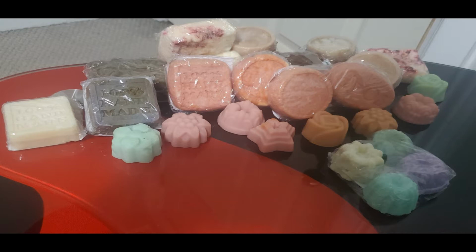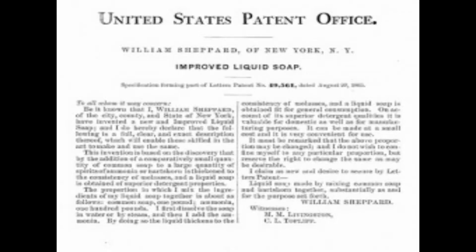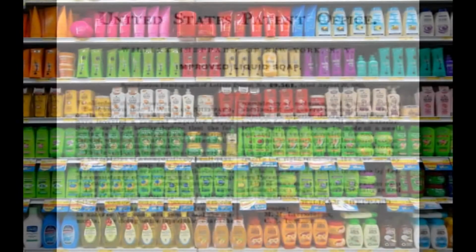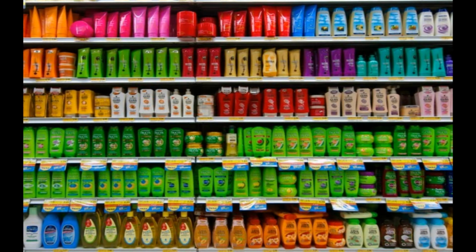Today we are going to be creating solid soap. Solid soap has been around a long time. And it wasn't until recently, in 1865, that a man named William Shepard patented and created liquid soap. At the time, you can believe this was a really big deal, but ultimately, this led to all the shampoos, conditioners, and body washes that you normally use today.